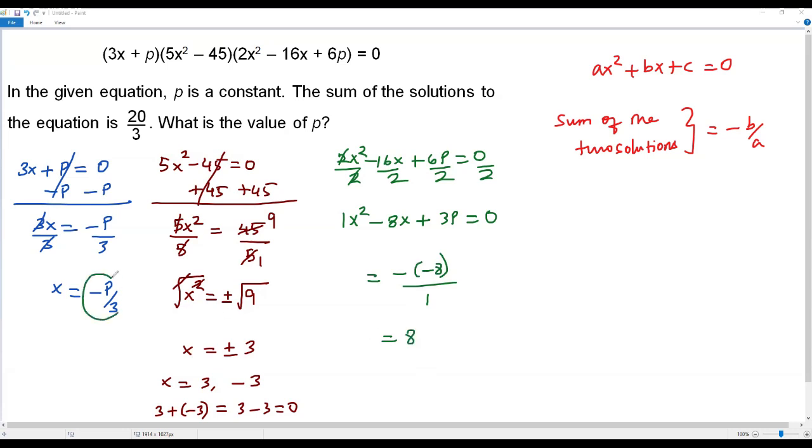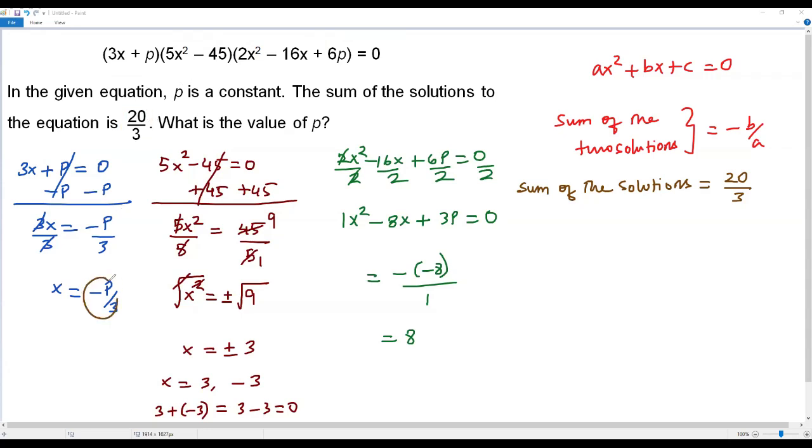Okay, here we have one solution, that is -p over 3, and here we have the sum of the 2 solutions, 0. Here we have the sum of the 2 solutions, 8. Now let me consider this information, that the sum of the solutions to the given equation is 20 over 3. Let me write it over here. Sum of the solutions equals 20 over 3. As I said earlier, we have 5 solutions for the given equation: one solution from this linear factor, 2 solutions from this quadratic factor, and 2 solutions from this quadratic factor. So the sum of those 5 solutions is equal to 20 over 3.